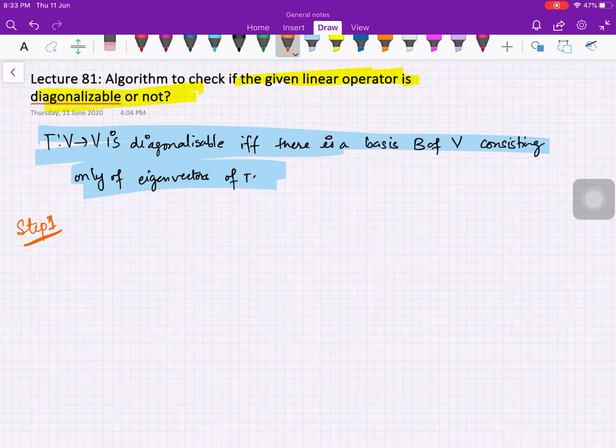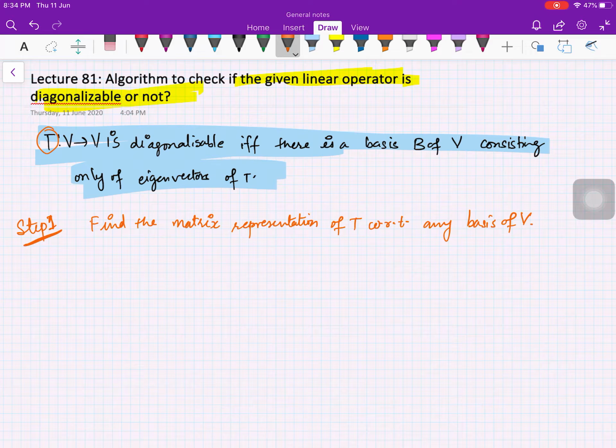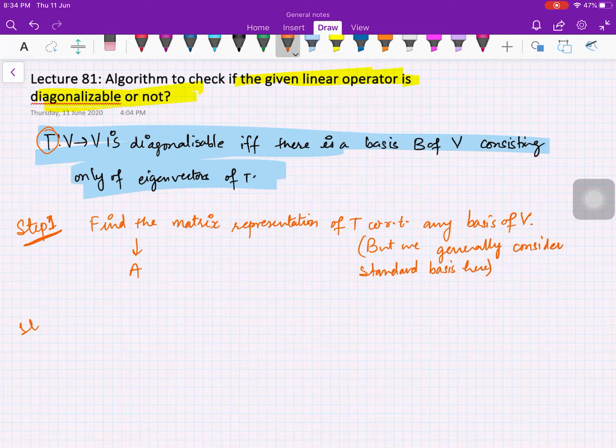So step 1 will be, because we will be computing the eigenvalues and eigenvectors of the corresponding matrix: given T, find the matrix representation of T with respect to any basis of V. We saw that we can use any basis, as that will not impact our eigenvalues, but we generally consider the standard basis here because that is easy. And then call this matrix A.